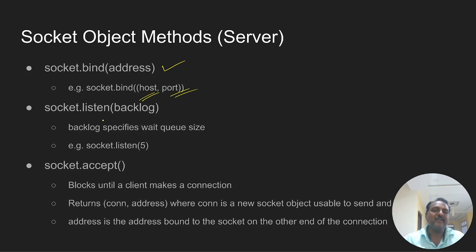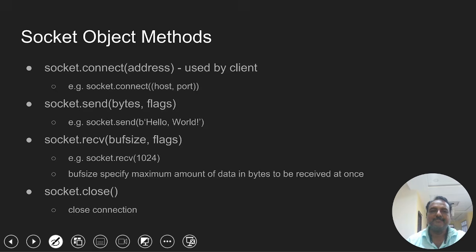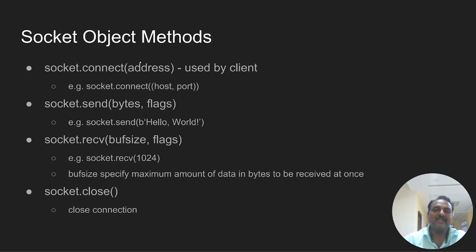As you all know, listen is going to specify the wait queue, which is going to contain the information about the clients who want to interact with your server, and then accept. For establishing the connection, we are going to use accept. We also have connect, which is used by your client, and then we use my send method and my receive method for sending and receiving the data.